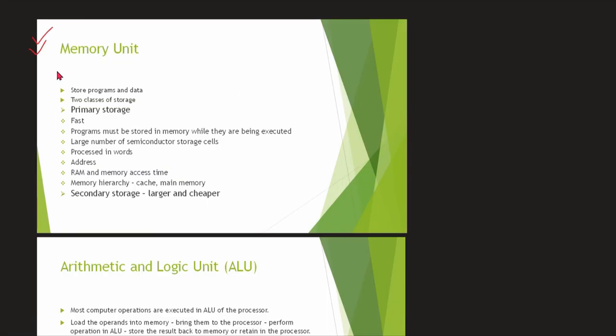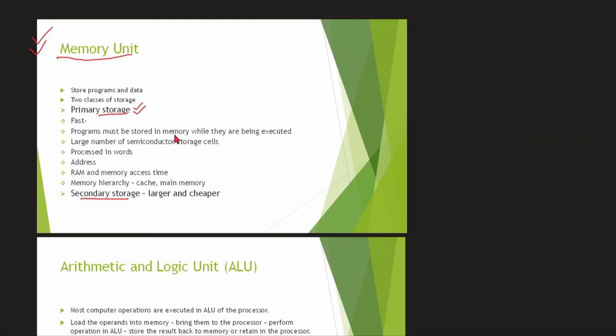We will be going to see that further. In terms of memory, it stores programs and data. So the memory unit will be the one that stores the program as well as the data. Here two classes of storage are there. One is the primary storage, and another one is called the secondary storage. Primary storage is considered to be the fast one. Secondary storage is considered to be the slower one.